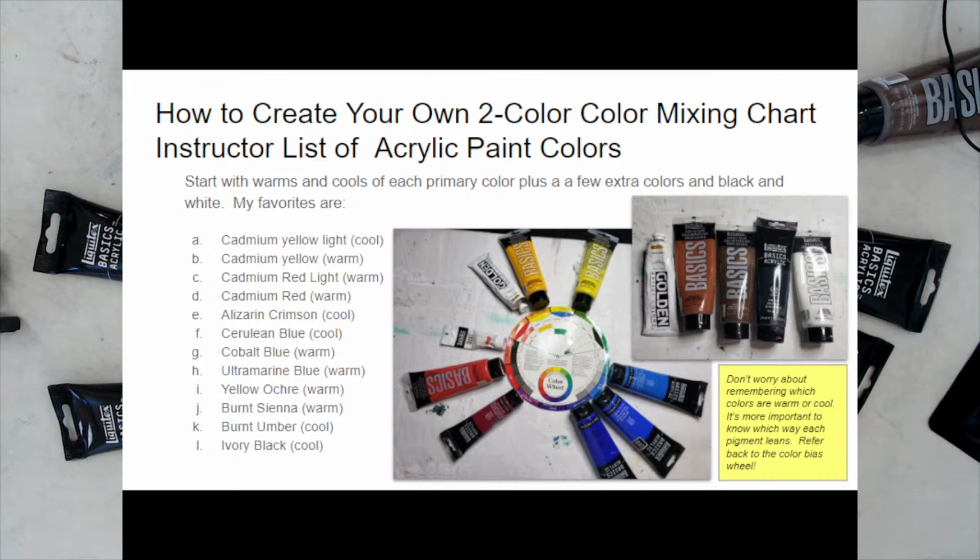And again, the burnt umber is considered more of a cool brown. It seems to have more blue in it than the burnt sienna. The burnt sienna is very warm. Like I said, it's more of a dark orange. Then we have the ivory black, which is considered cool. The reason why ivory black is considered cool is because it reflects a lot of blue.